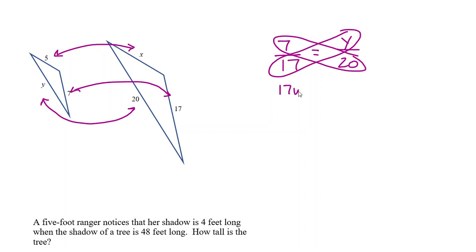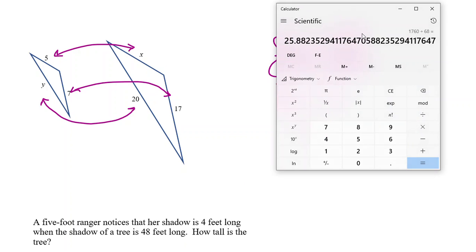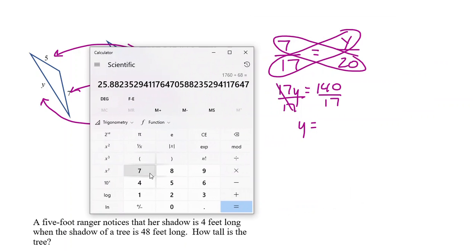So 17y equals, let's see, 140. And we'll divide by 17. Uh-oh. I don't think that's going to go in evenly. Let's try it. 140 divided by 17 is 8.23529. Oh my goodness.